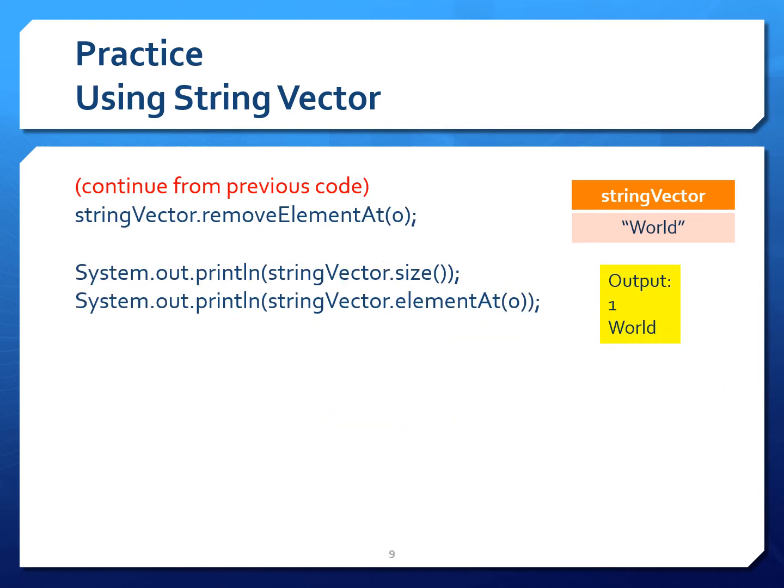Continue this practice from the previous code. This code removes the element at index 0. So the string Java will be removed. The string world will be shifted to index 0. Pause this video and continue the practice.